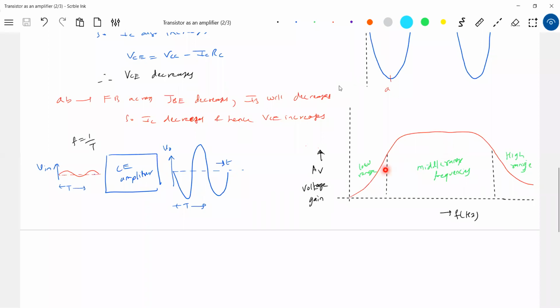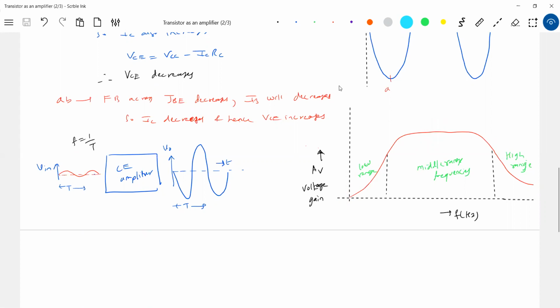Therefore, if I'm using an amplifier, I should operate in this region. I should not operate here because I'll get less gain. The amplifier we use in class will be designed to operate here. Now you can question whether it will amplify all signals. No, I'll design the circuit so that it operates here.